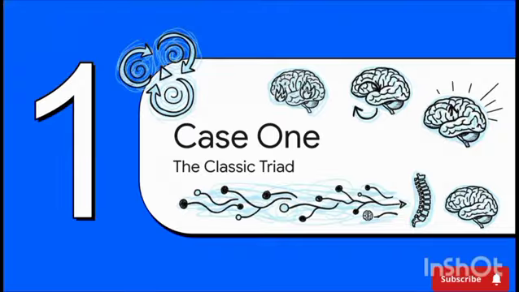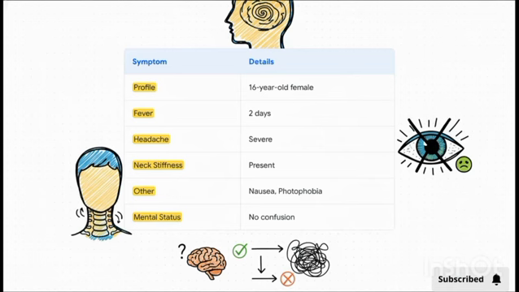Okay, first up, case 1. This is a pattern that many doctors are trained to spot from a mile away. All right, so here's our first patient. We've got a 16-year-old girl. She's had a fever for a couple of days, her head is pounding, she also has a stiff neck, feels sick, and the light really bothers her. That's photophobia. But here's the absolute key detail. Her mental status is totally fine. No confusion, she's thinking clearly.